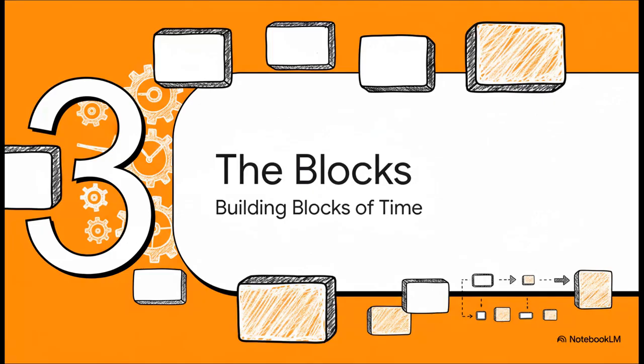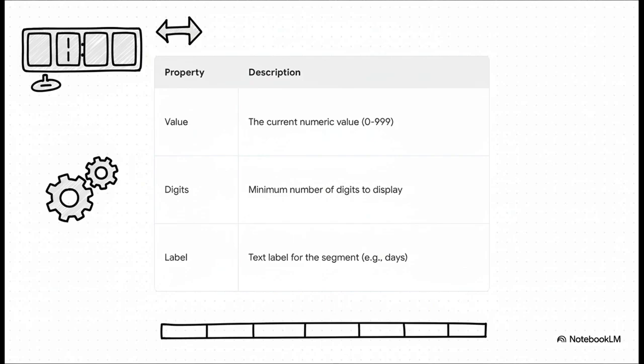Okay, now for the fun part, the individual blocks that actually show the numbers. If the container is the stage, these are the actors. So each block is designed to hold one piece of time. The value property is pretty obvious, it's the number it displays. Then you have the digits property, which is super useful to make sure a number like 7 shows up as 07, keeping everything aligned and looking neat. And of course, you can give each one a descriptive label, like days or hours.